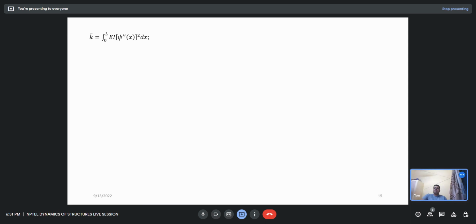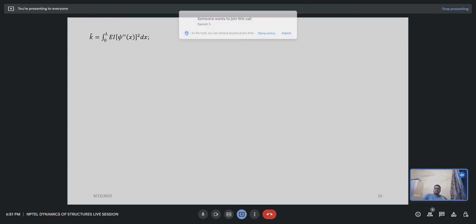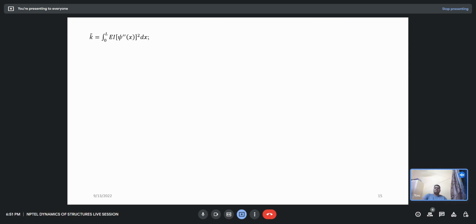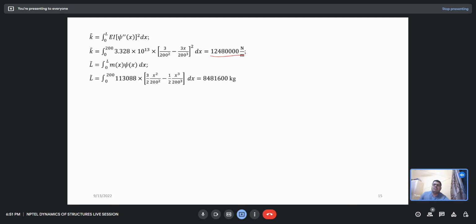Now the stiffness. For the stiffness, we have discussed that expression in the last slide. So for this, integral 0 to L of EI psi double dash x square dx. If I put the value of EI and the shape function and do the integral from 0 to L, I get this stiffness. Now I will calculate the L factor, which is the integral 0 to L of mx psi x dx. Put the value of mx that we got in the last slide, and this is your shape function. So I got this L factor.